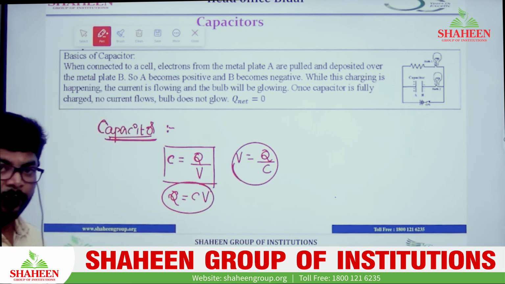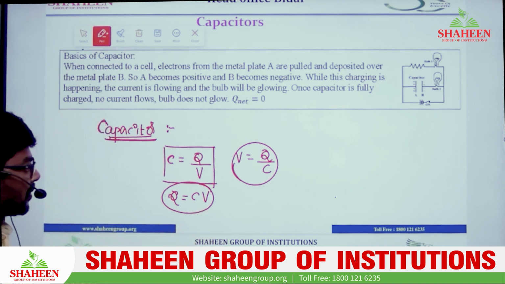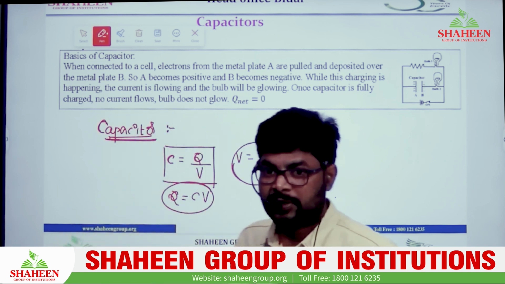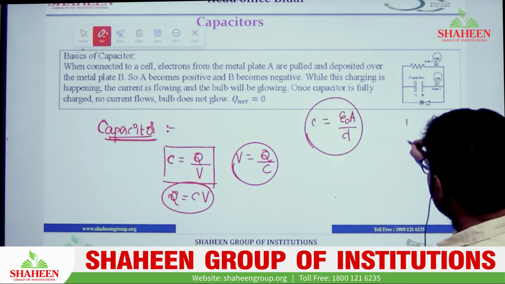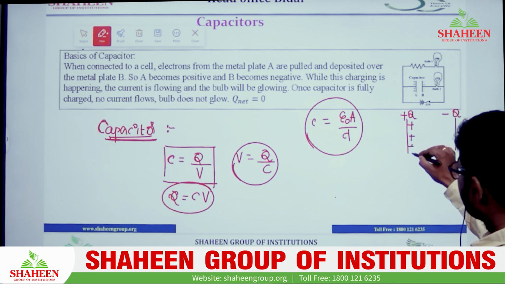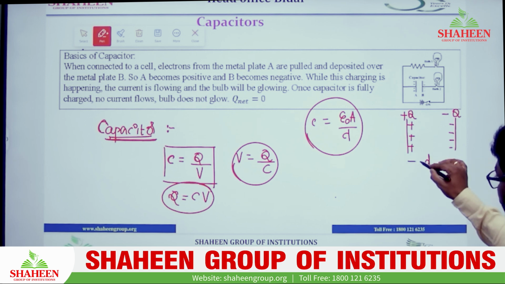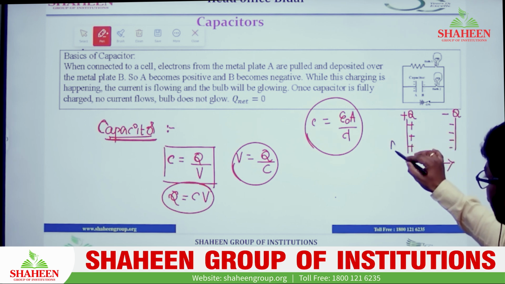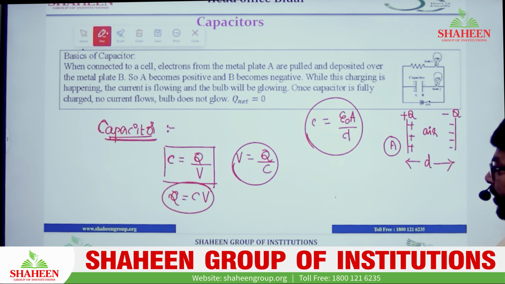There are different types of capacitors: parallel plate capacitor, spherical capacitor and cylindrical capacitor. For the parallel plate capacitor, C is equal to epsilon naught A by D. One plate has charge plus q, the other has charge minus q, separated by a distance d. The area of each plate is A, and the medium between them is air.